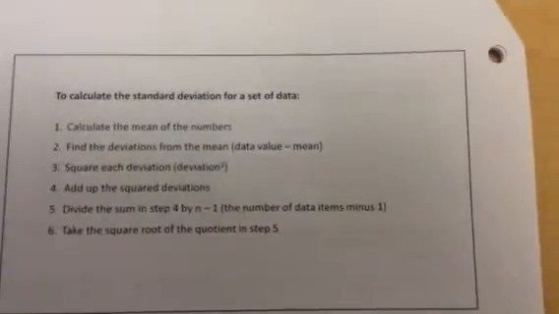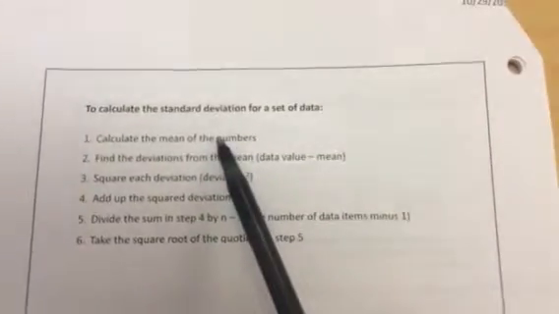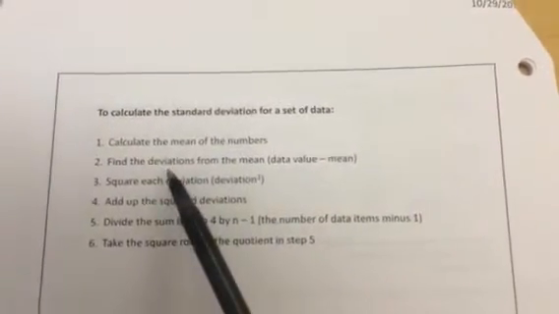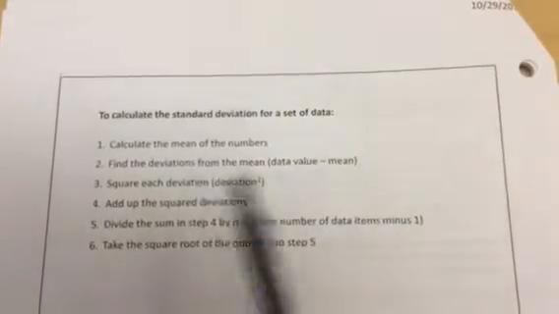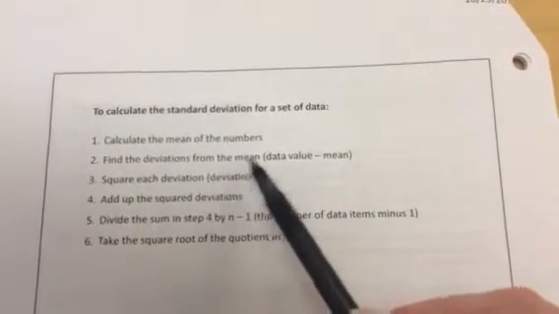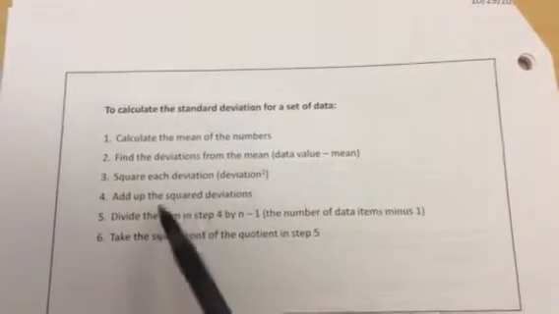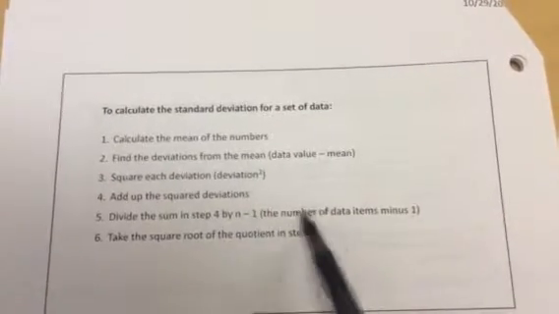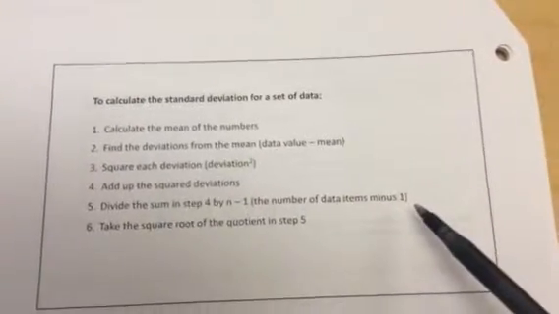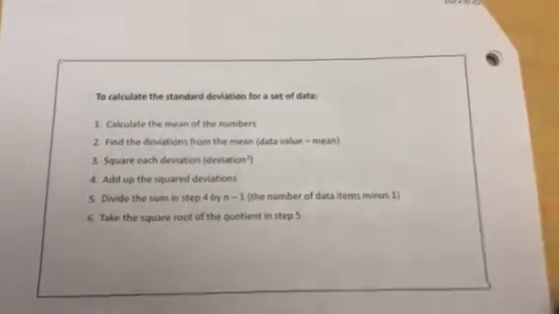Right? Here's the fun part. How to find standard deviation, okay? There's a whole process. Fortunately, we got it kind of spelled out right here. First, you're going to find the mean of your numbers. Then you're going to find the deviations from the mean, meaning take each data value you have and subtract the mean from it so you can see how far away it is from that mean. You're finding those deviations. Then you're going to square each deviation. Once you square all those deviations, you're going to add them up. Once you add them up, you're going to divide by n minus 1, the number of data items minus 1, okay? And then once you have that, you're going to take the square root of it, and that's your standard deviation.